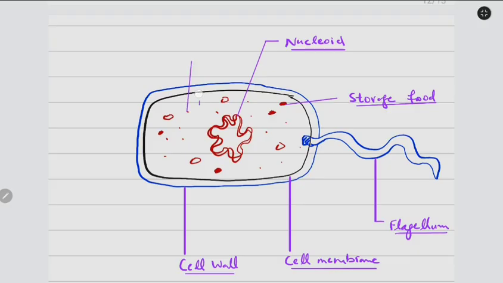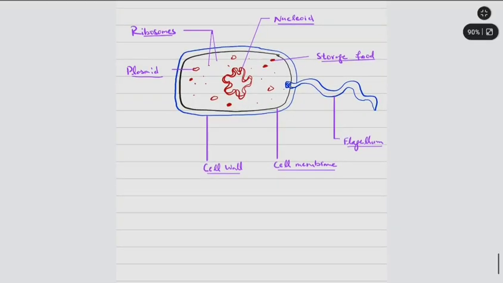This and this one are the ribosomes, and this is the plasmid. One plasmid. All right. So what's left? I think we got almost everything. Okay. So yeah, that's a generalized structure of a prokaryote, of a bacteria, right?